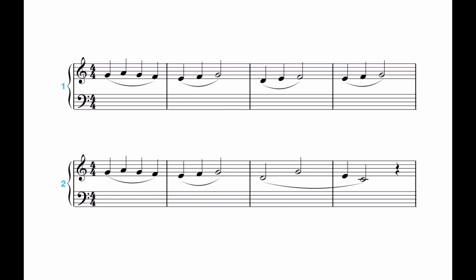if bar 1 and 2 had one big slur across it, it would sound like this. I've played all of those notes, all 7 of those notes, nice and smoothly. But there isn't a slur over all 7 notes. There's a slur over the first 4 and then the second lot of 3 in bar 2. So these 2 bars will sound like this.